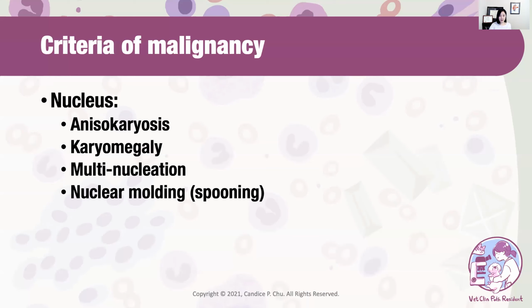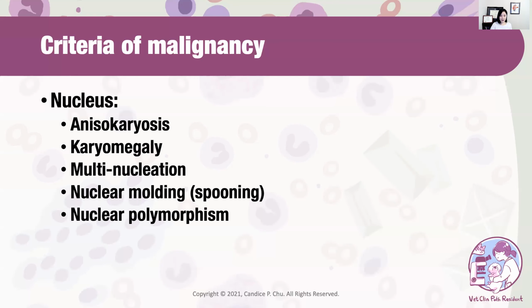Also, nuclear molding or nuclear spooning. That's a situation describing a cell with multiple nuclei. You will see that there is one weak nucleus that was being pushed aside by the other big nucleus, kind of making the original round nucleus into a more spoon-like morphology. So that's what we call nuclear molding or nuclear spooning.